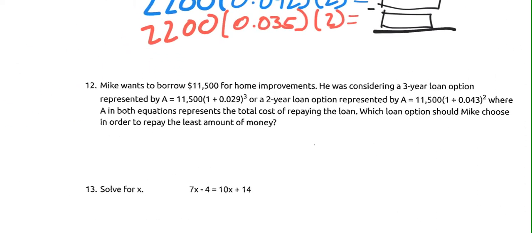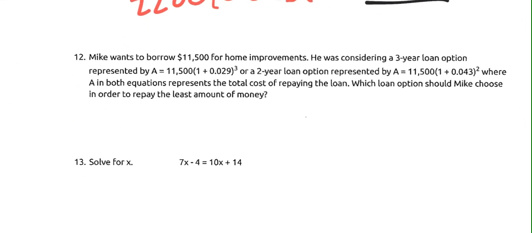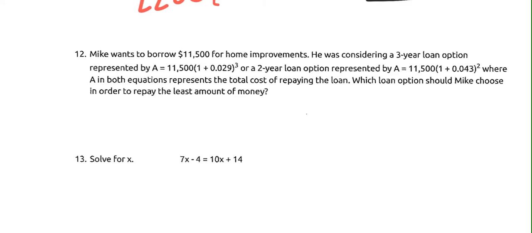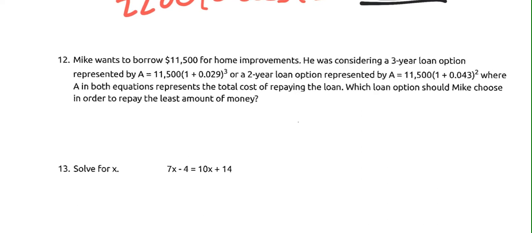All right, final one. Please do not miss this one on the test. Oh, I said final one. There's a 13 down there that I have not noticed up till now. Mike wants to borrow $11,500 for home improvements. He was considering a 3-year loan option represented by that whole thing, or a two-year loan option represented by that whole thing. Where A in both equations represents the total cost of repaying the loan, which loan option should Mike choose in order to repay the least amount of money?